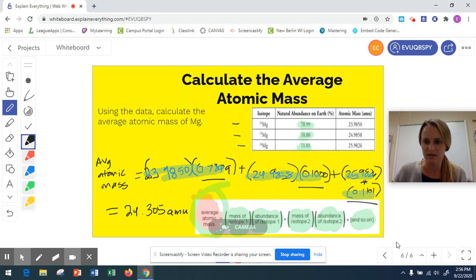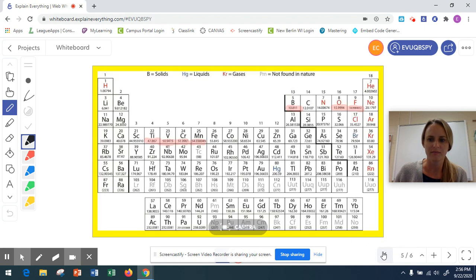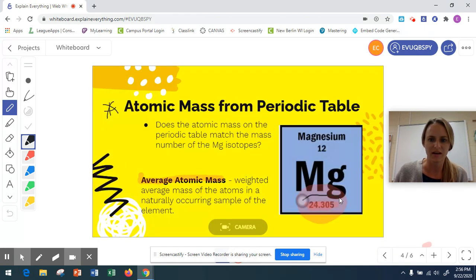And what you should notice here as well is that 24.305 matches that average atomic mass on the periodic table. So that, again, just to reiterate, that average atomic mass on the periodic table, it's a clue as to what atom or what isotope is the most abundant in the Earth's crust.